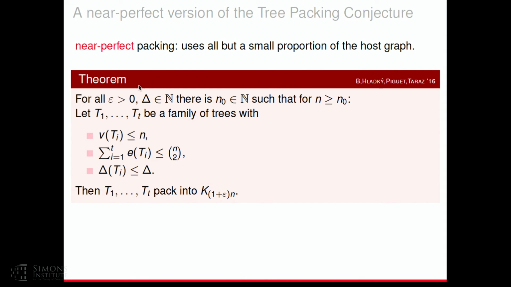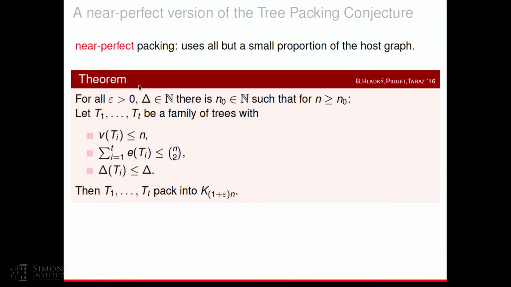And then, of course, not every tree should be that big, because that would give me too many edges. So I also need a condition on how many edges I have in total. So I have at most as many edges in total as I would have in the complete graph on n vertices. But then we needed another restriction, and that's maybe the most serious restriction in this theorem.